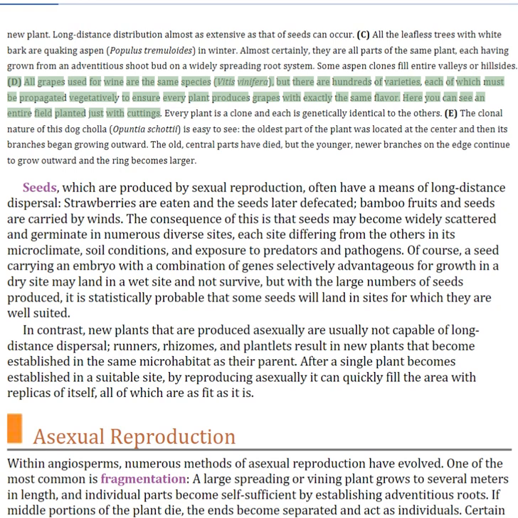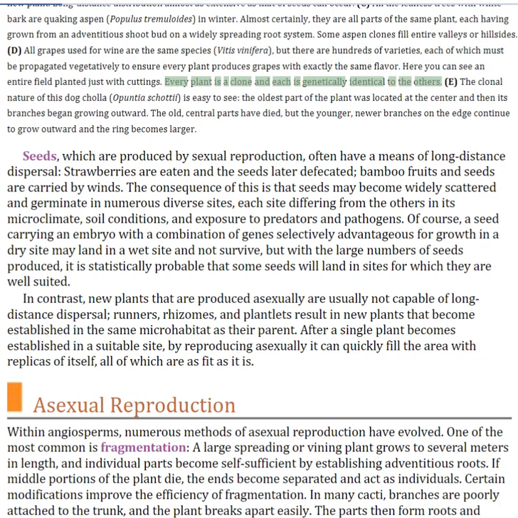All grapes used for wine are the same species, but there are hundreds of varieties, each of which must be propagated vegetatively to ensure every plant produces grapes with exactly the same flavor. Here you can see an entire field planted just with cuttings. Every plant is a clone and each is genetically identical to the others.